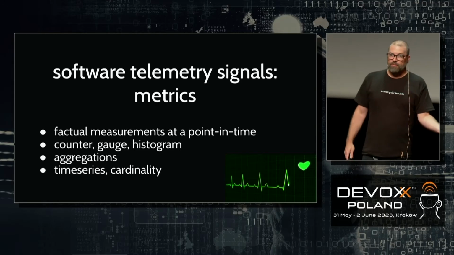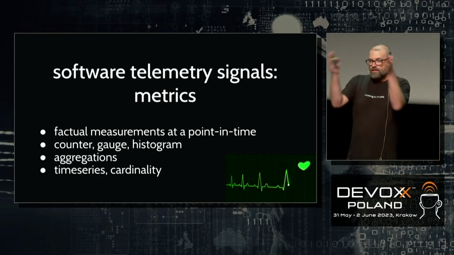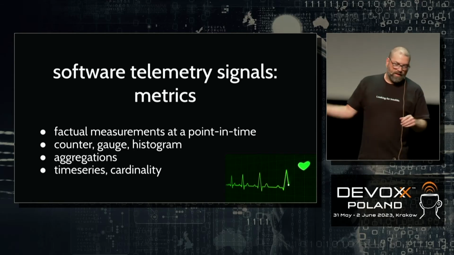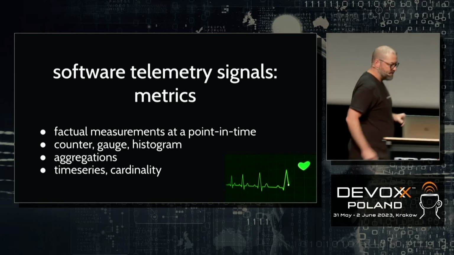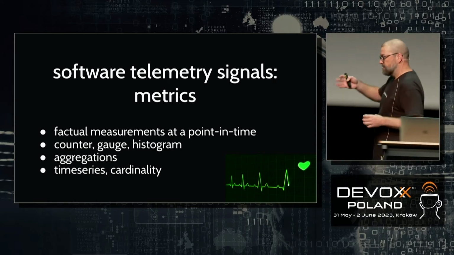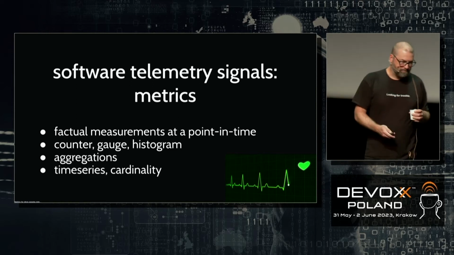Counter, gauge, and histogram are the most common types here, and we usually do aggregations so that the data can be looked at in smaller time windows or larger time windows. And then the data also has attributes associated with it. Those attributes constitute different time series cardinality and can contribute to the cardinality of a metric set.